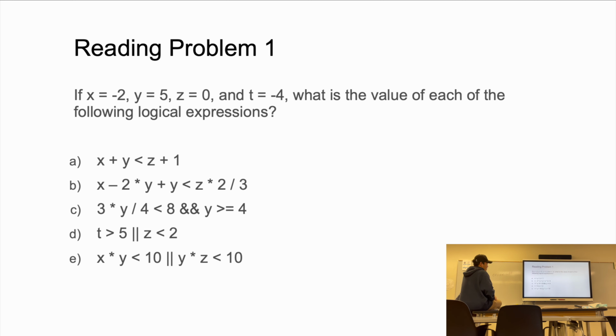C. There's an and in there. 3 times 5 is 15. Just remember, these are two separate Boolean expressions, so both of them have to be true for this statement to be true. Wouldn't C be false? Let's see, false. This is 15 divided by 4, that's 3, which is smaller than 8. That's false. But y is bigger than 4, so that's true. But it's false and true, and it's in an and statement, so this will be false.